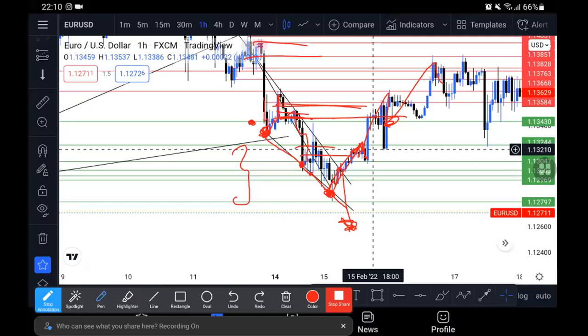Dan makin lama structure tu akan membesar lah. Sebab tu kita akan monitor time frame yang lagi besar. Tapi kalau time frame kecil tak lepas, dia sangkut lah kat situ.